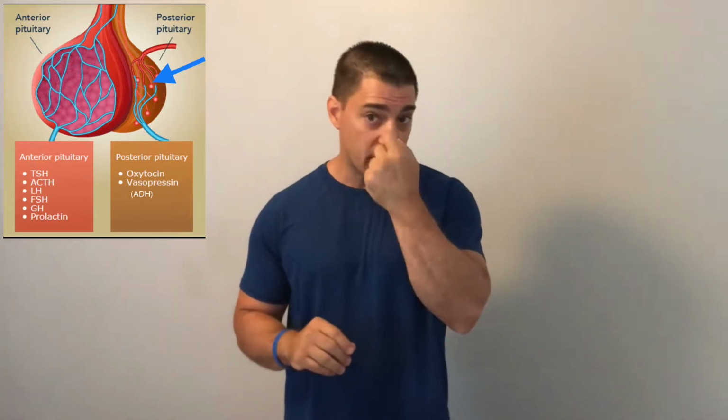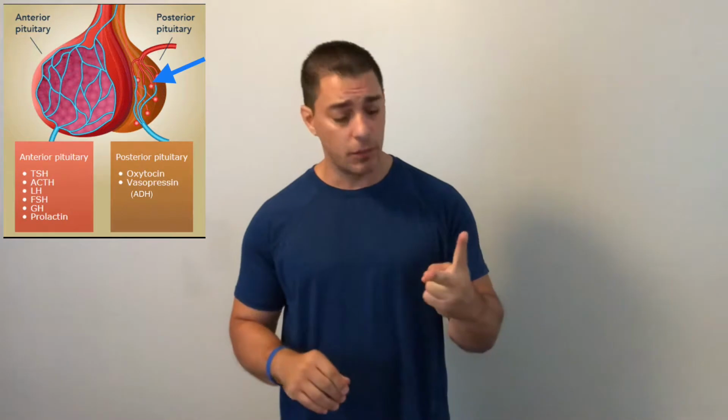So we've talked a little bit about the relationship between the hypothalamus and the posterior pituitary. We said that the posterior pituitary does not produce its own hormones, but it stores two of the many hormones produced by the hypothalamus. The two hormones are oxytocin and ADH, so I'll cover those today.